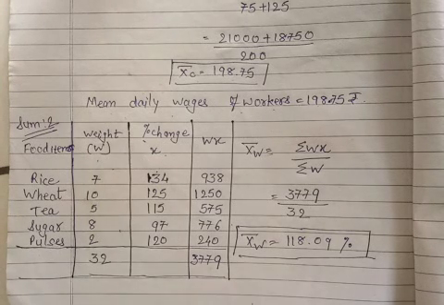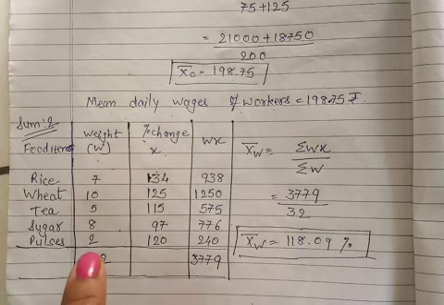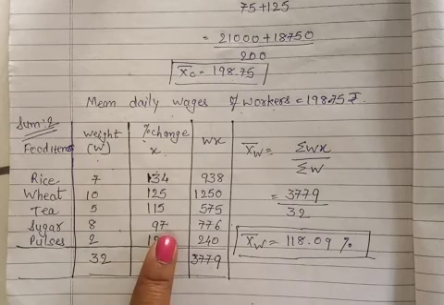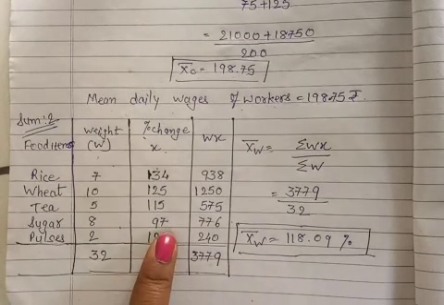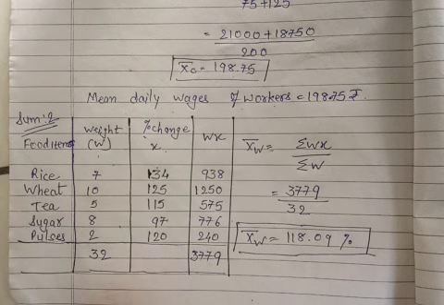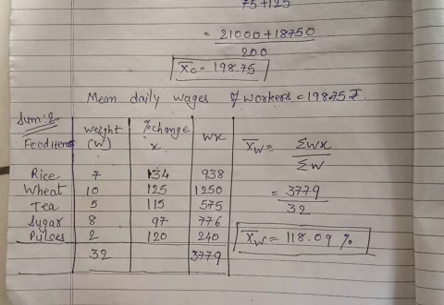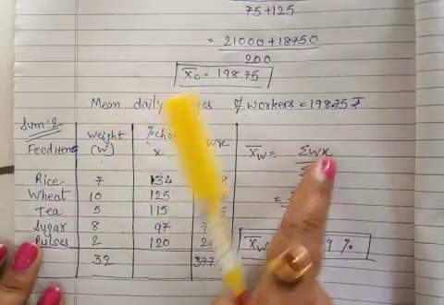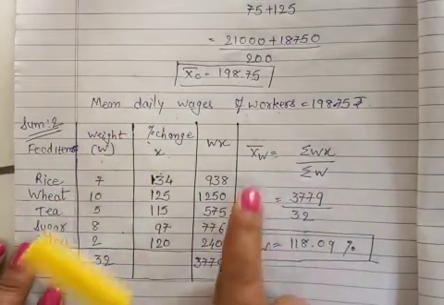So the weight is given, so we take it as w, and the percentage change we take as x. Now we write down the formula. This is a discrete series. In the discrete series we go for the simple method. For the simple method we have the compressed formula: x bar w is equal to sigma wx upon sigma w. This formula we apply when a discrete series is given.